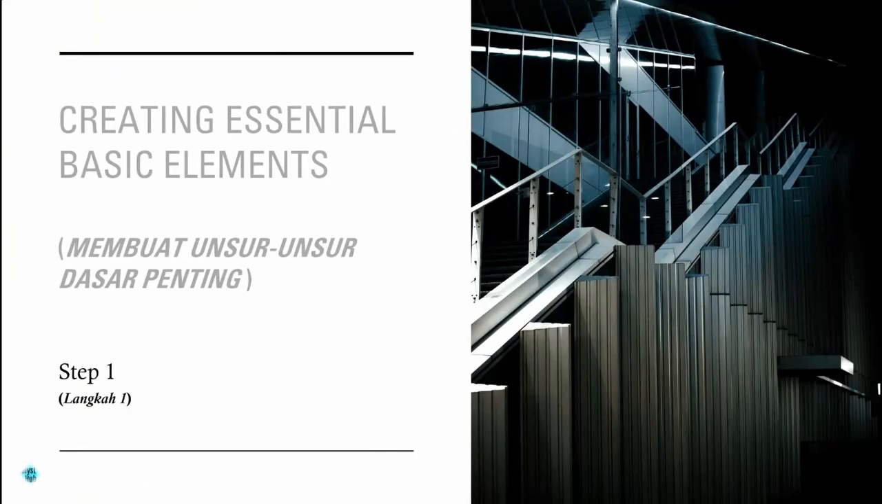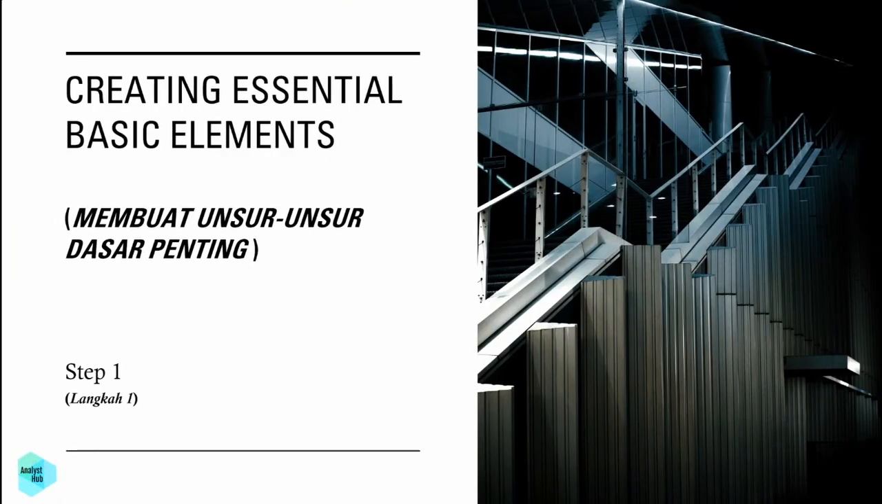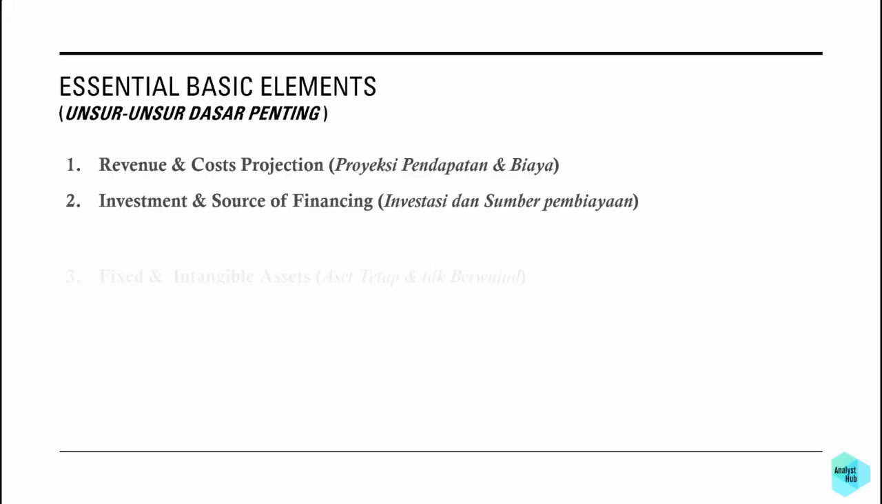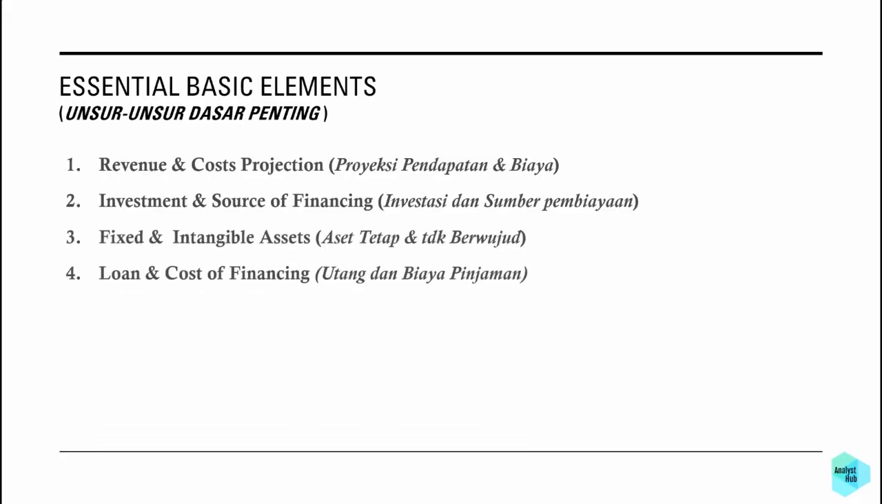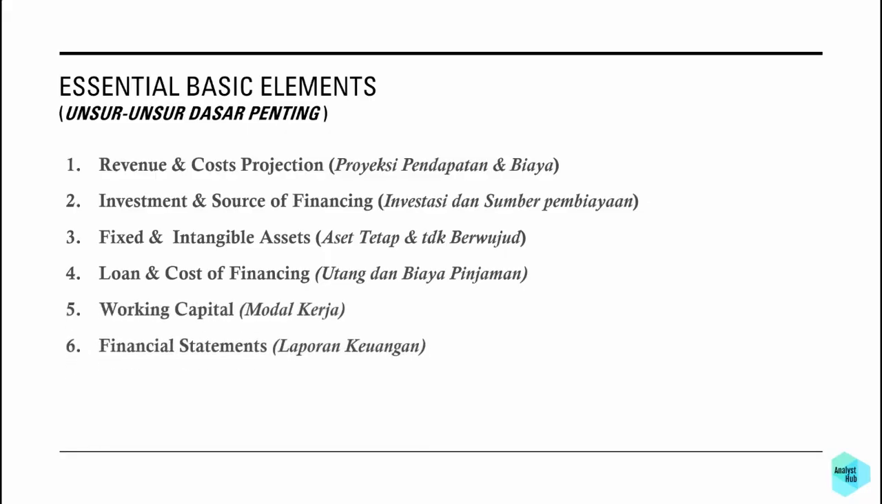For the first step, which is creating the key basic elements that make up the financial model, there are several important basic elements. These include revenue and cost projections, investment and funding sources, fixed and intangible assets, loans and interest expenses, working capital, and finally, financial statement forecasts, the income statement, cash flow statement, and balance sheet.